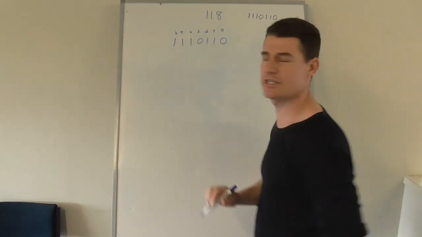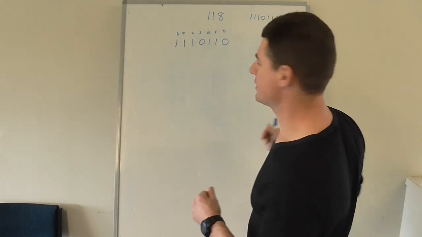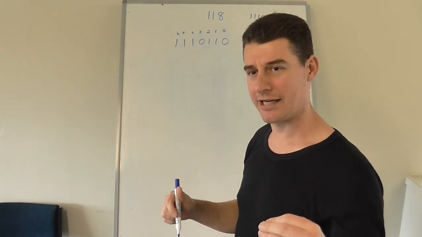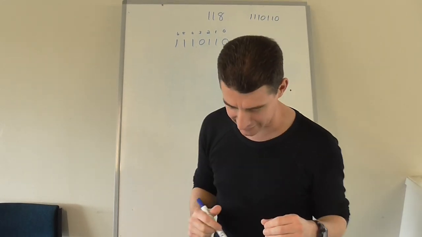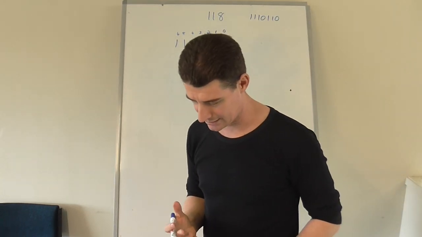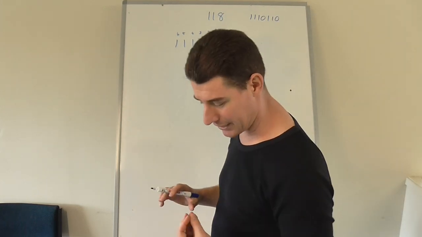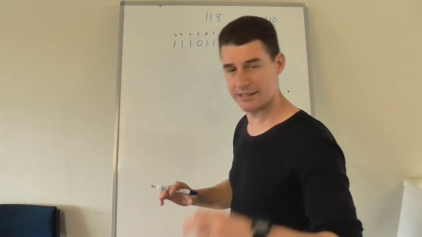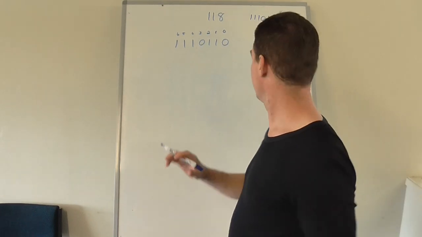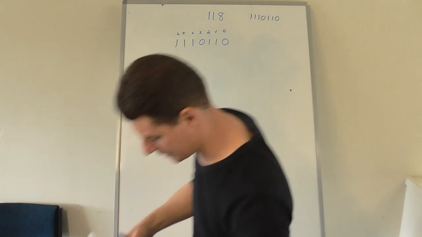0, 1, 2, 3, 4, 5, 6. You can just do that with a pencil. So what you do then is, if you remember correctly, we divided by 2 to change a decimal into a binary. Now we're going to multiply by 2, but to the power of whatever number. So let me explain how we're going to do this.